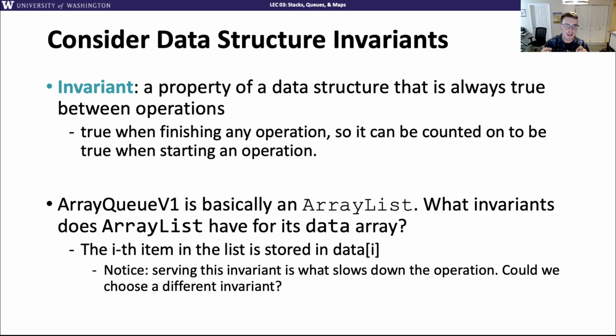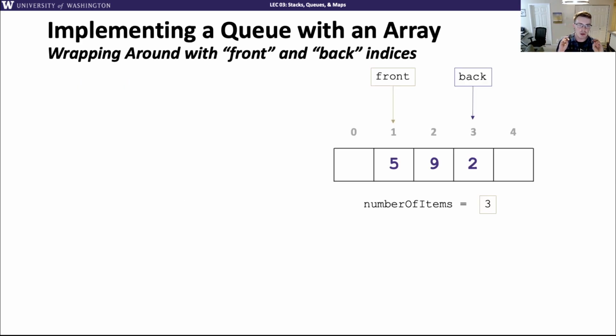So the question then is, is there a different invariant we can use? Can we represent this data in an array differently so we don't have this big slowdown for both adding and removing? The big idea is we can, if we're really clever with how we think about storing data in the array. We're going to create what we might call a circular array, where we keep track of both a front and a back, and let the start of the data be front and the end be back. And we're going to use those to control what data is in our queue.